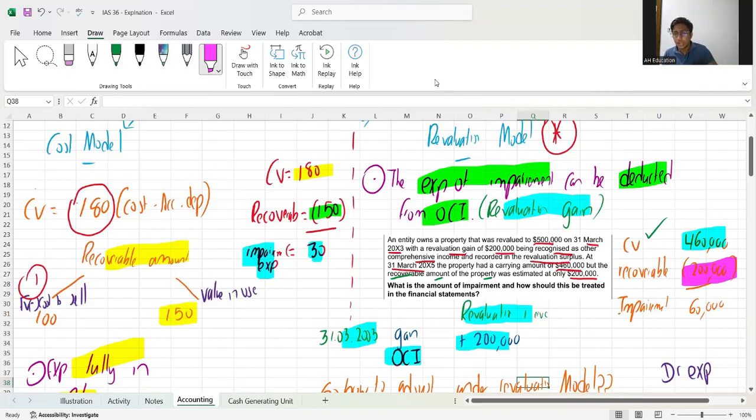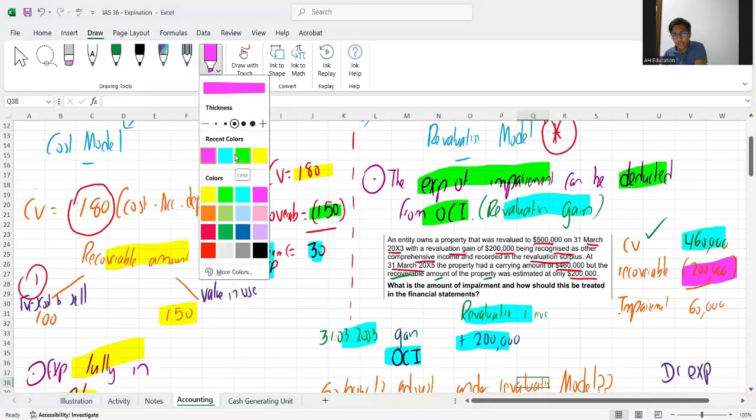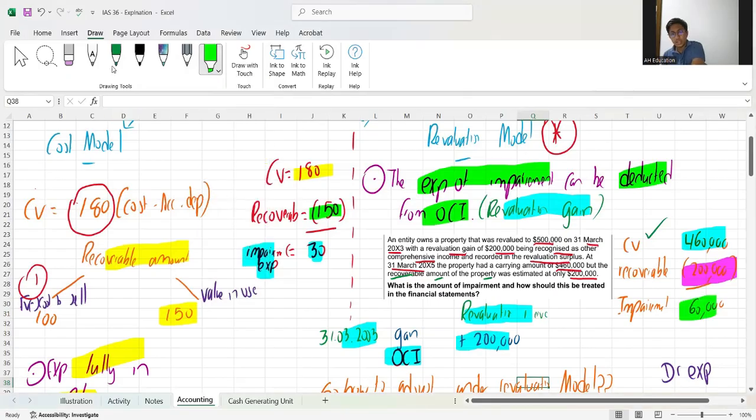So don't y'all think that there is an overstatement? Don't y'all think there is an overstatement of 260,000? Why do I call it an overstatement? I can only sell it to a third party and generate only 200,000, but our accountants have gone and stated it as 460,000. Therefore, an impairment of 260,000 has occurred.